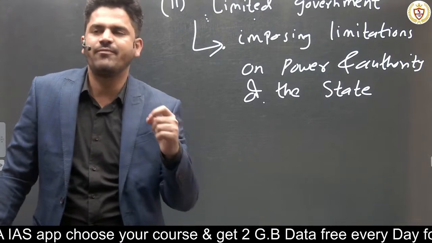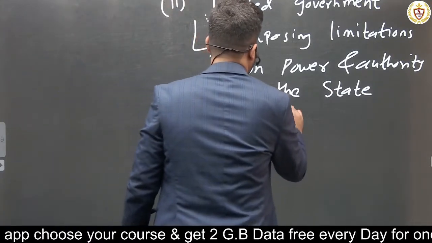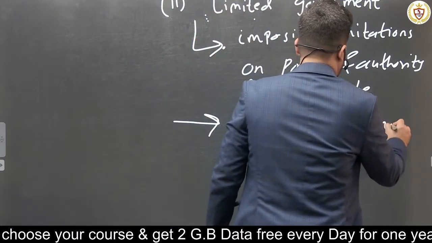So the basic aim of fundamental rights is to ensure political democracy, to achieve the ideals of political democracy.